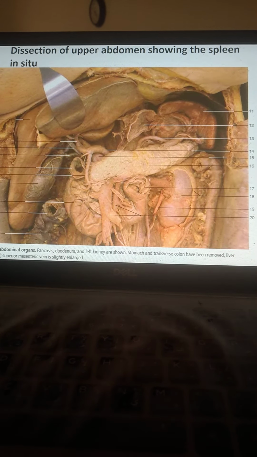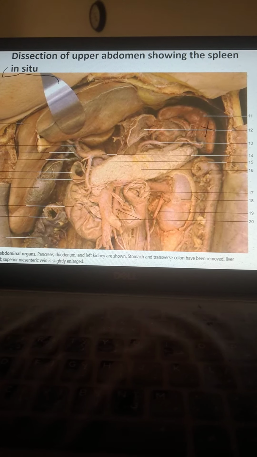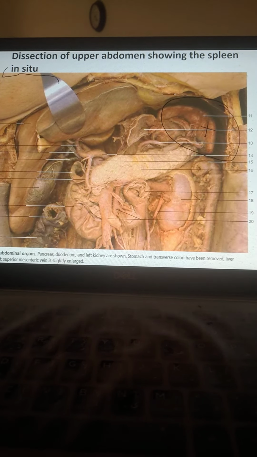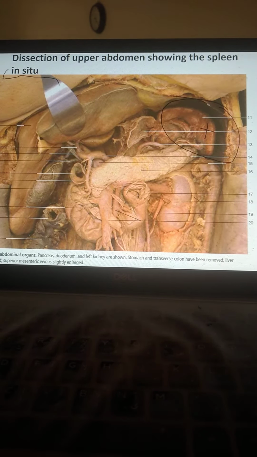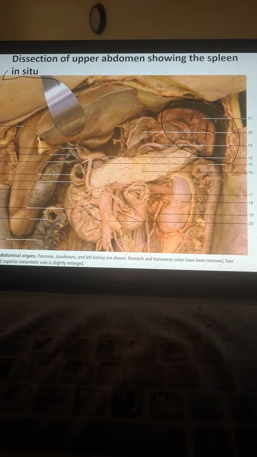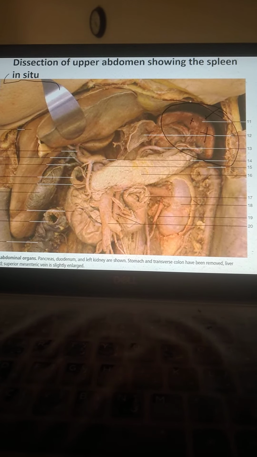So here is a spleen in situ. As you see, here is the spleen. It is located in the left hypochondrial region here. It is below the left dome of the diaphragm, where it's separated from the left lung and left pleural cavity. As you see here, the spleen has a visceral surface here and has a diaphragmatic surface related to the diaphragm above.